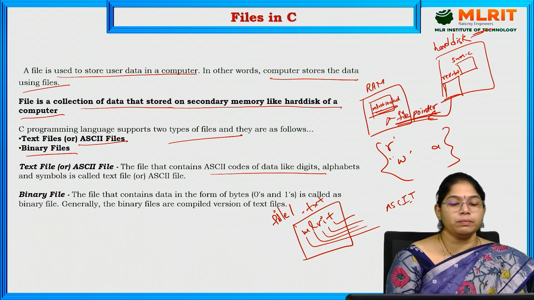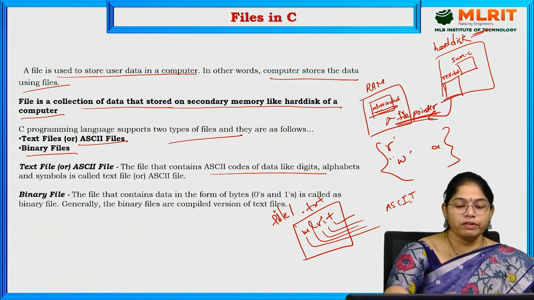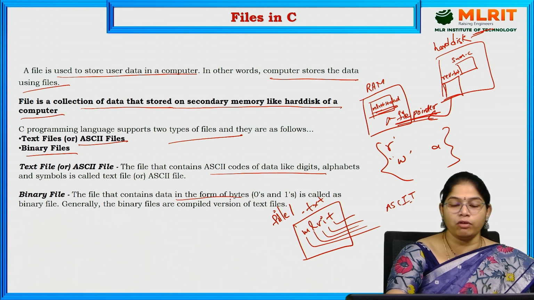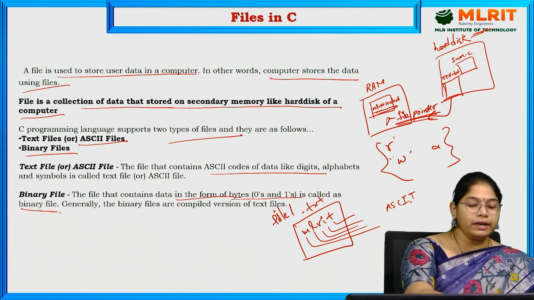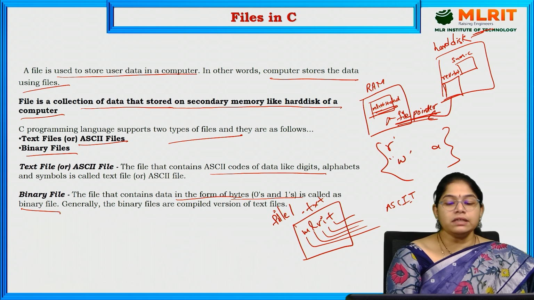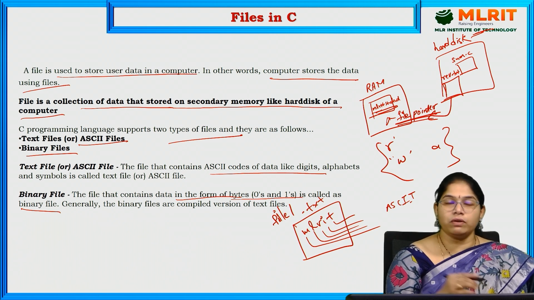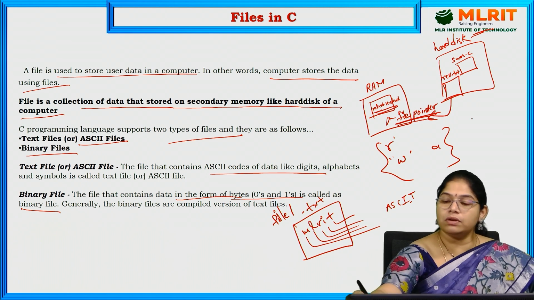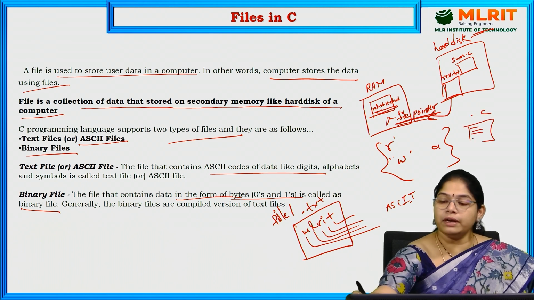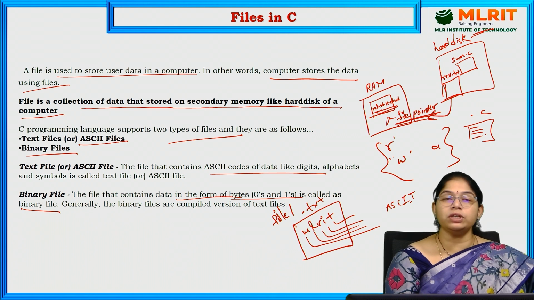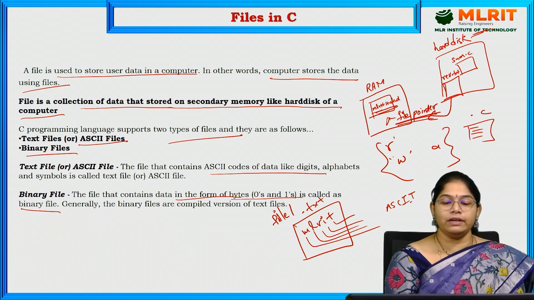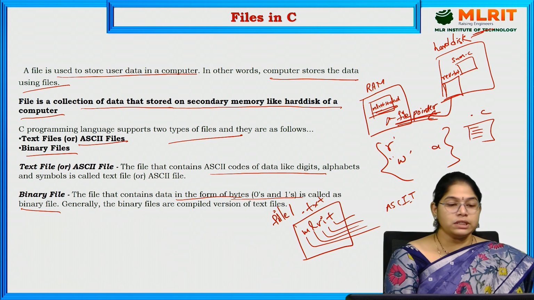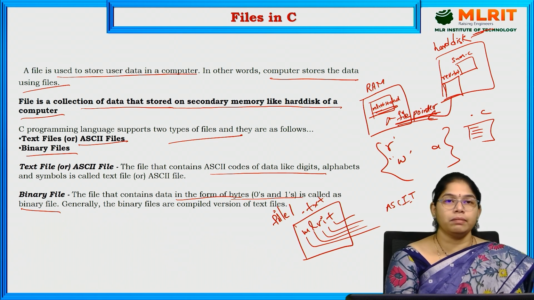So C language supports two types of files: text file or ASCII file, and then binary files. These files contain bytes, that is 0 or 1, and are called binary files. Generally, binary files are the compiled version of the text file, because every C code is converted into machine language. So the .c file, whatever program we are writing, is converted into machine-understandable language, that is binary language, zeros and ones.